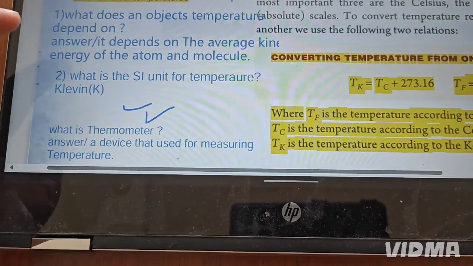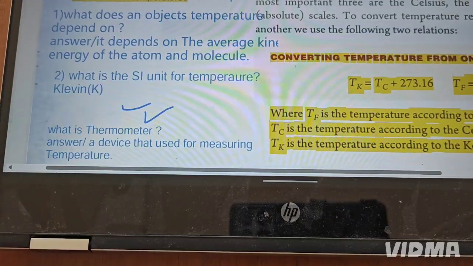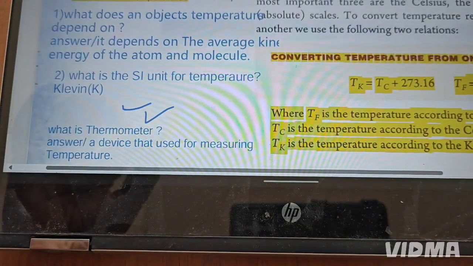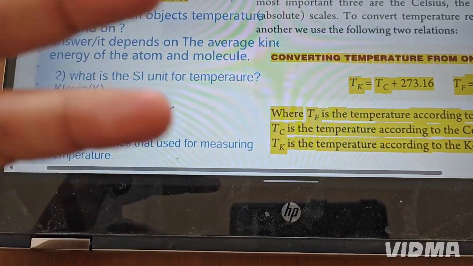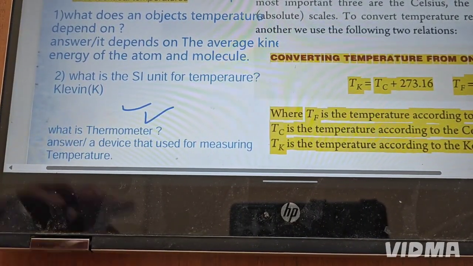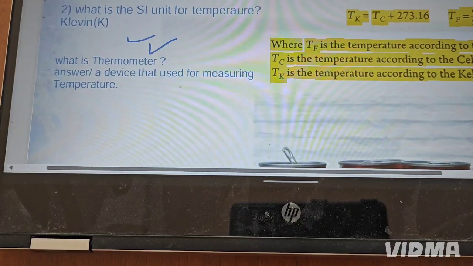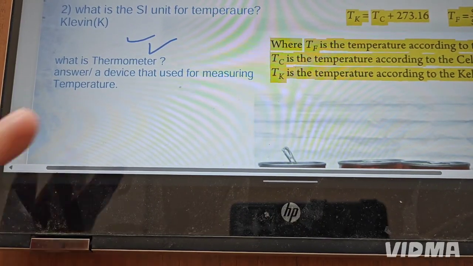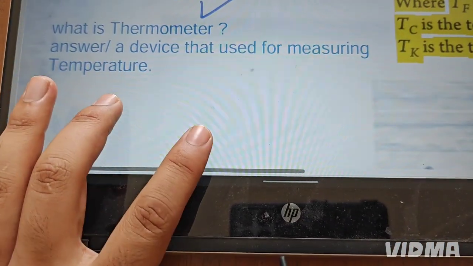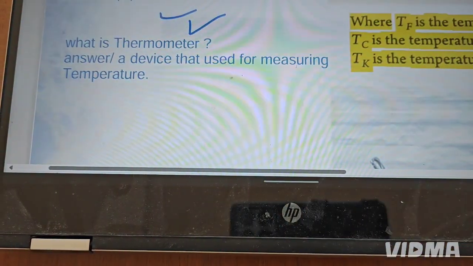What does the temperature of an object depend on? The temperature of the object depends on the average kinetic energy of the atoms. If you have more temperature, it means the particles are moving, or their velocity is very fast. The relationship between temperature and kinetic energy is directly proportional. What is the unit of temperature in SI units? Kelvin, of course. We have a device called a thermometer, which is used for measuring or detecting the temperature of each object.